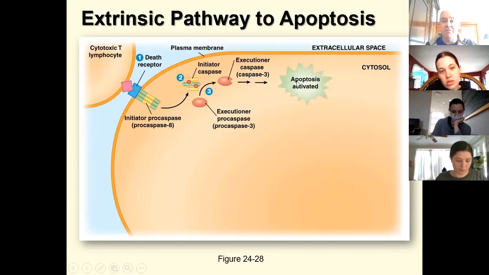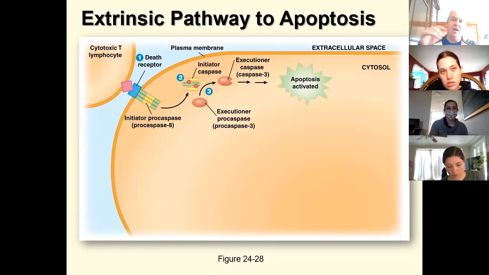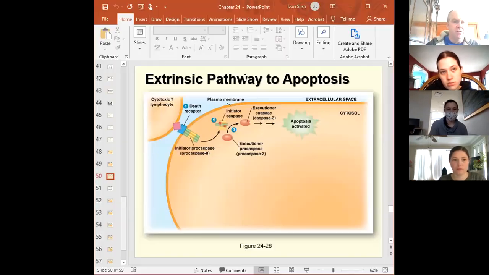Okay, so you've got FAS in the membrane, which is the receptor. FAS ligand touches it, FADD comes up, procaspase 8 comes out and it gets activated to caspase 8. That activates caspase 3. All right, so that's the extrinsic pathway.